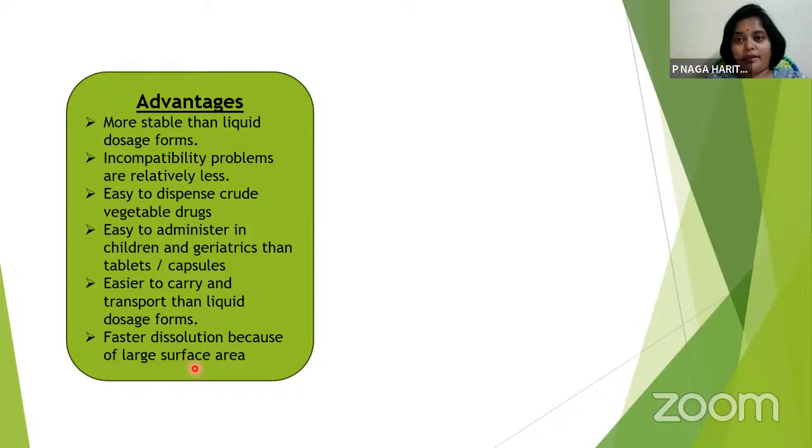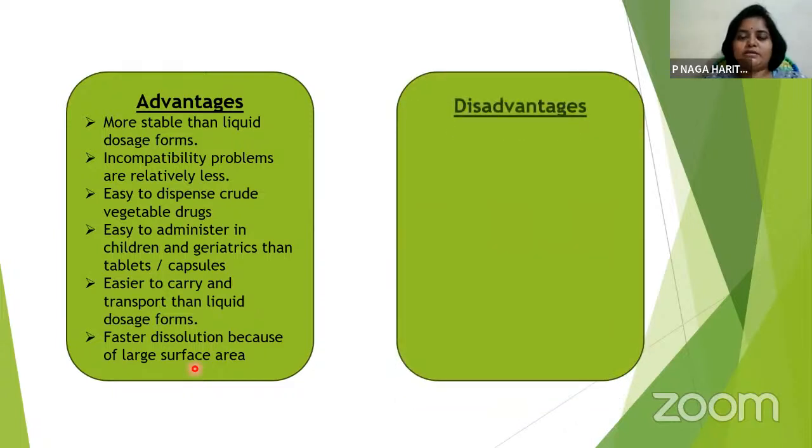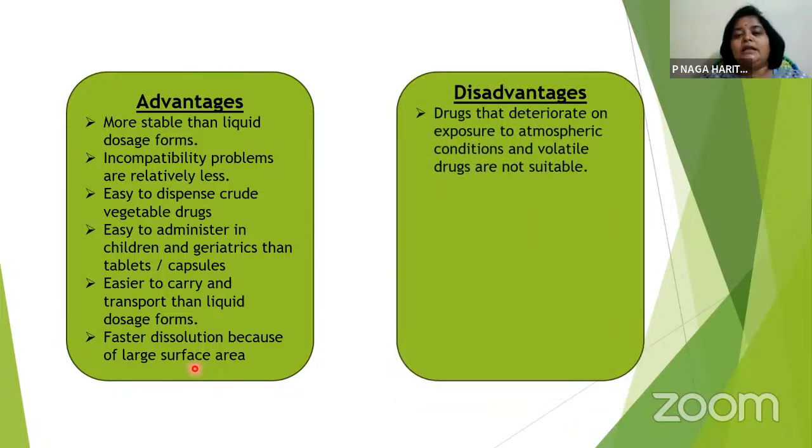So wherever we have the advantages, followed by that, we do have the disadvantages also. So let us see what are all the disadvantages that we have with the powders. The drugs that deteriorate on exposure to the atmospheric conditions, and volatile drugs are not suitable. Obviously, volatile drugs are nothing but the drugs which will evaporate on exposure to the atmospheric conditions. So such drugs cannot be dispensed in the form of a powder, because they require some shell-like things. So they can be prepared either in the form of soft gelatin capsules or tablets, and then they can be dispensed. So they cannot be dispensed in the form of the powders.